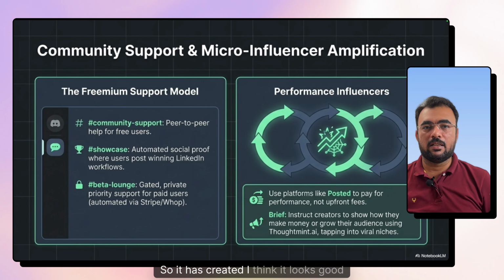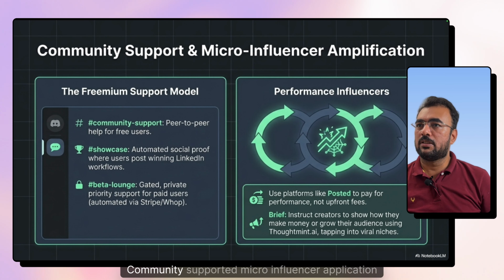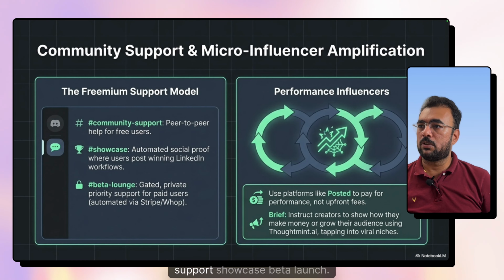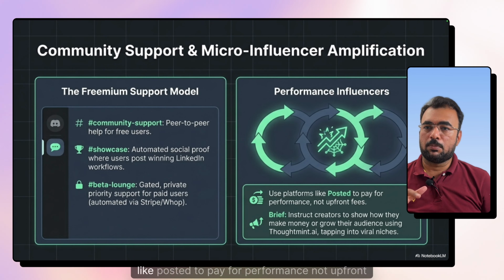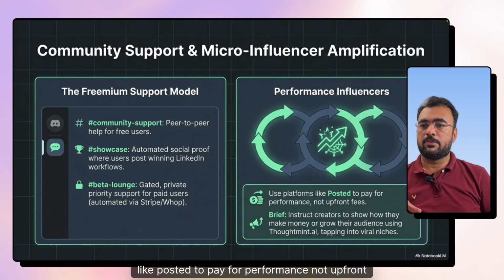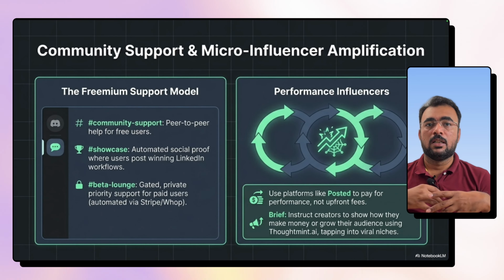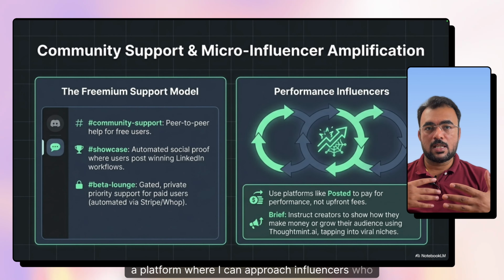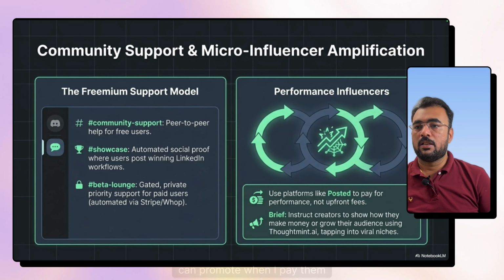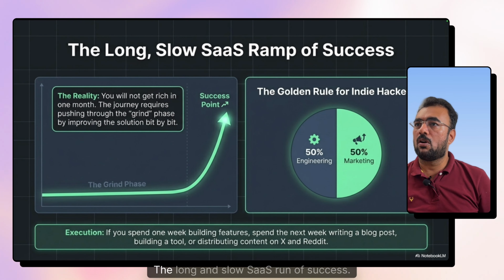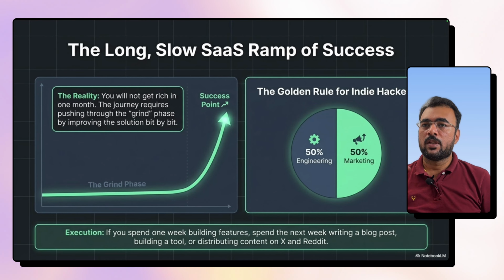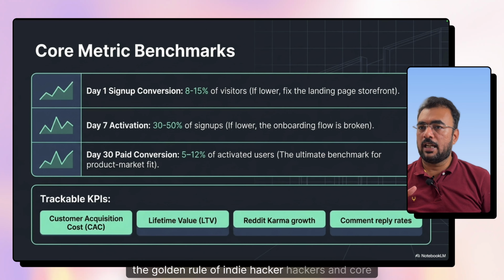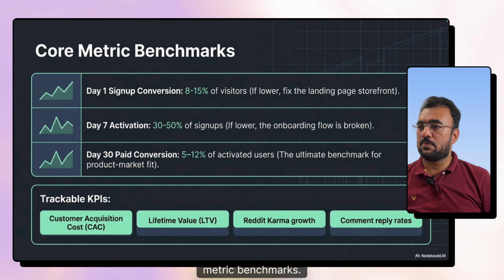So it has created, I think it looks good, right? Community supported micro-influencer amplification, the premium support model, community support, showcase, beta launch. And then you have performance influencer, use platforms like Posted to pay for performance, not upfront fees. So it is also talking about a platform where I can approach influencers who can promote when I pay them, and that's what we can do. The long and slow SaaS of success, the reality, what you can do. A golden rule of indie hackers and core market benchmark.